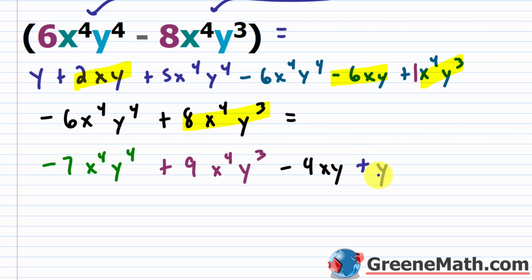Again, when you have two variables involved, just get with your teacher in terms of standard form. But the way I did this was I'm listing this guy first because the degree is 8, this guy second because the degree is 7, this guy third because the degree is 2, and this guy has a degree of 1. Okay, so that's why I get my answer in this way. And so I'm going to read this as negative 7x to the 4th power y to the 4th power plus 9x to the 4th power y cubed minus 4xy and then plus y.